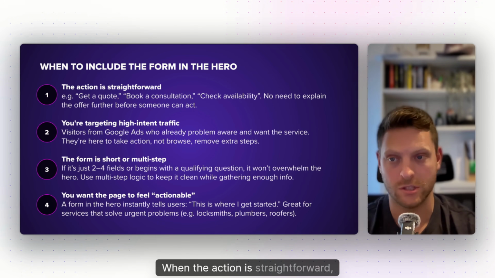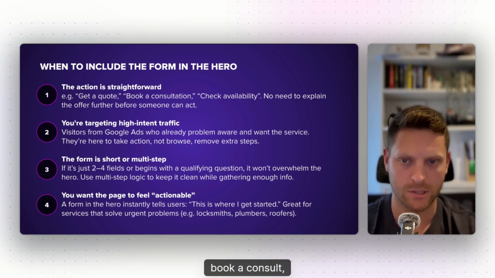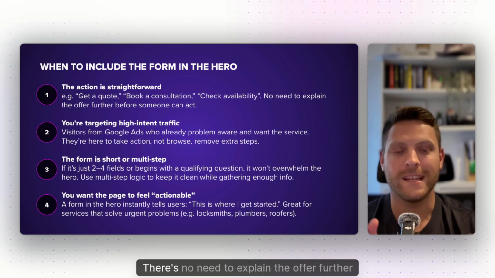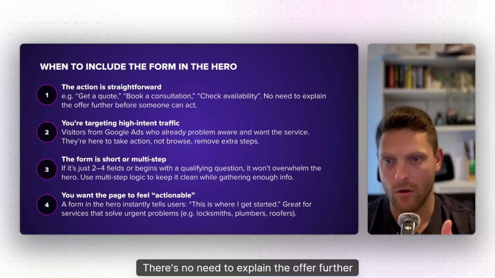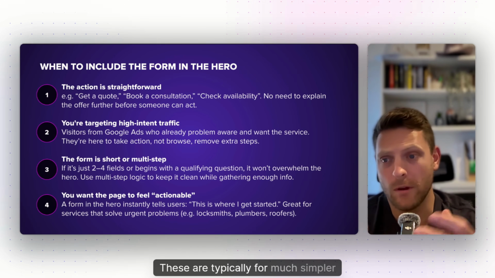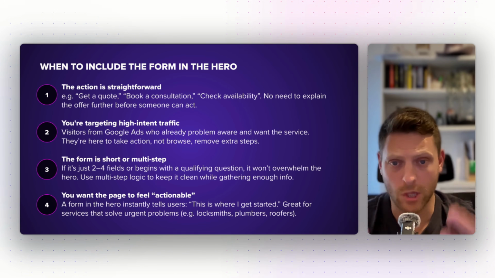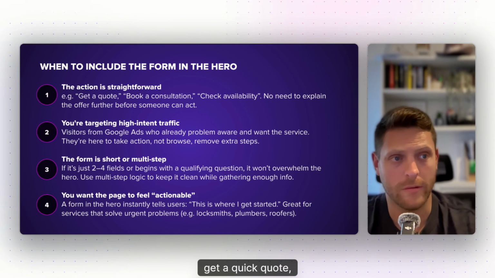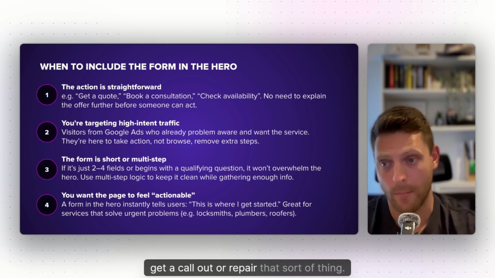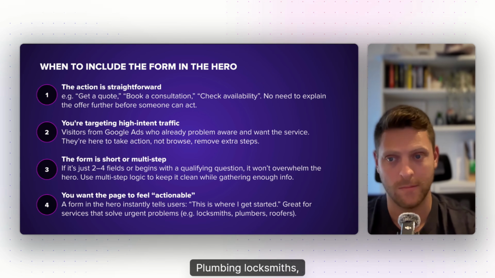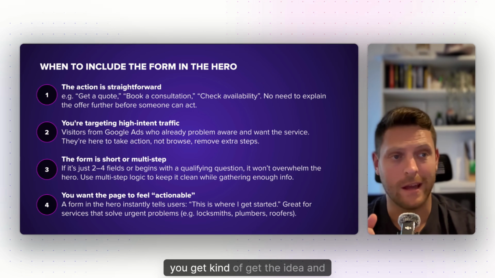When the action is straightforward, e.g. get a quote, book a consult, check availability. There's no need to explain the offer further before someone can act. These are typically for much simpler services, whereas, get a quick quote, get a call out or a repair, that sort of thing, plumbing, locksmiths. You kind of get the idea.